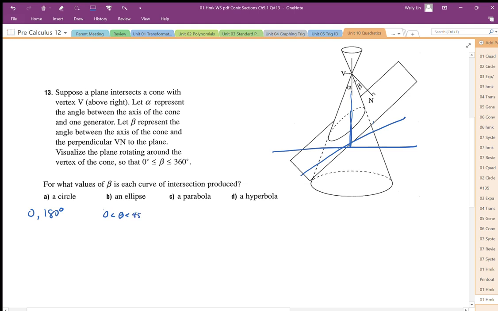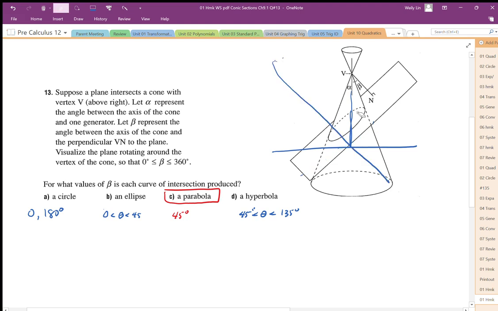And then at 45 degrees, where the angle with half of the cone angle matches the cut angle, we're going to end up with a parabola. So at 45 degrees, we end up with a parabola. And as we go past 45 degrees, all the way to 90 degrees, it's going to be a hyperbola. And as we go past 90 degrees, it's still going to be a hyperbola all the way to 135 degrees, where we're on the other side when we're cutting through at that angle.